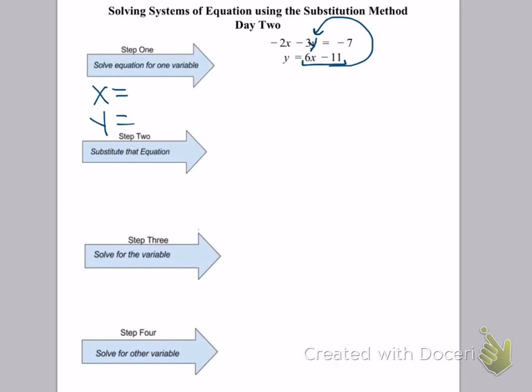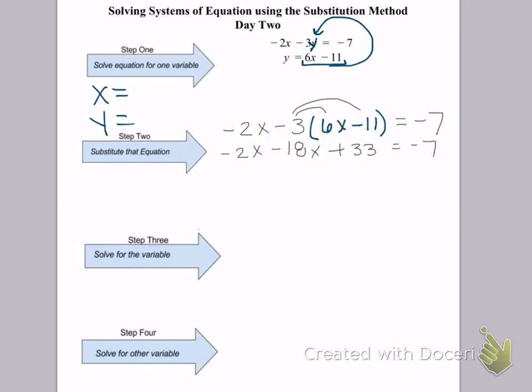So when we substitute it into that equation, that's our negative 2x minus 3, and then here goes our parentheses, and our 6x minus 11, and then it equals negative 7. That's all from our original. So let's go ahead and distribute that negative 3 through, because we need to start solving for our x, because that's the only variable in the problem which we wanted. So we'll have minus 2x minus 18x, because you're doing negative 3 times 6x, and then negative 3 times negative 11 gets you a positive 33, and that is still equal to negative 7.